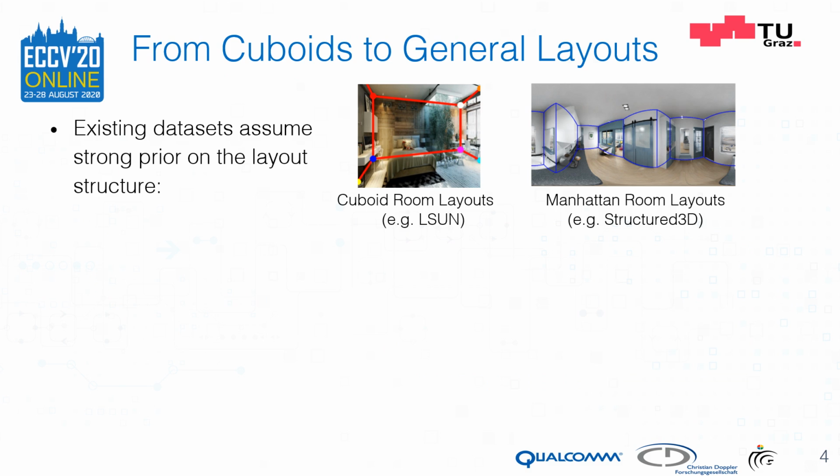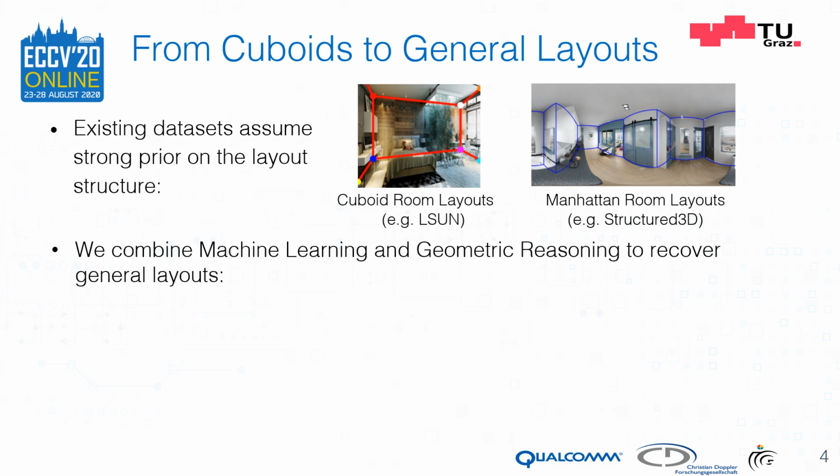Machine learning techniques have been successfully applied before for the task of estimating cuboid room layouts. Can we derive similar machine learning models for the task of general room layout estimation? One large concern is the lack of training data for the theoretical models. Existing datasets assume strong prior on the layout structure and are typically limited to cuboid layouts, or in case of panorama images to Manhattan layouts.